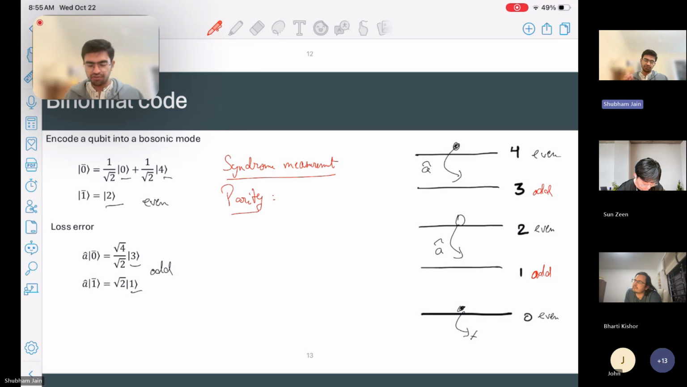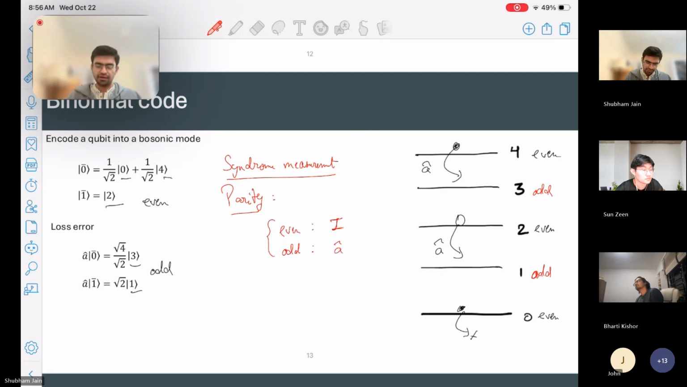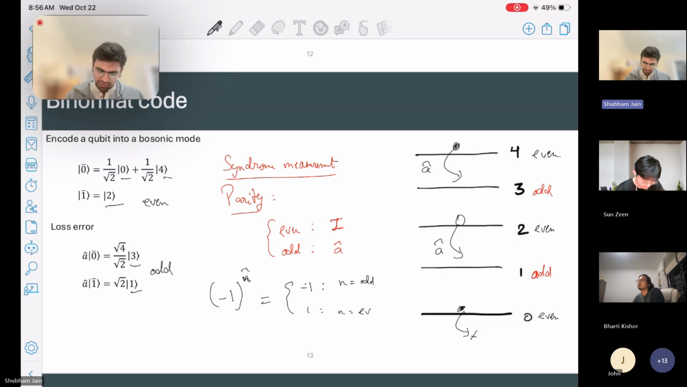If it's in even parity, then we can say that nothing happened, the error was identity, which is no error at all. And if the parity is odd, then we can say that there was one photon loss error. This is simple to represent in operator form, which is just this. So you take -1 and exponentiate it with n hat. The action of this is -1 if n is odd, and 1 if n is even.